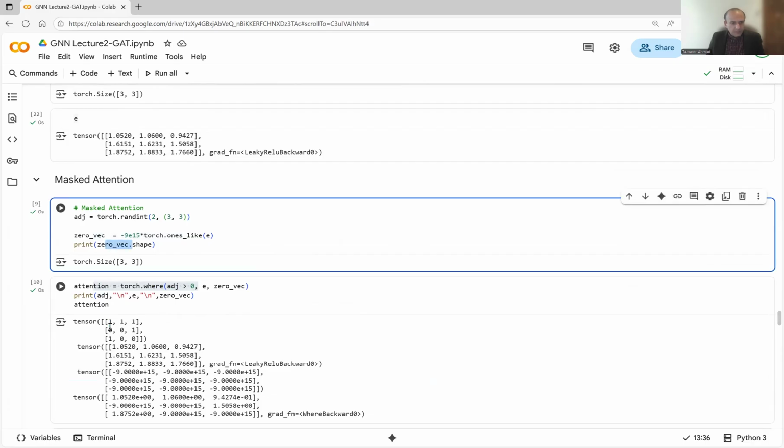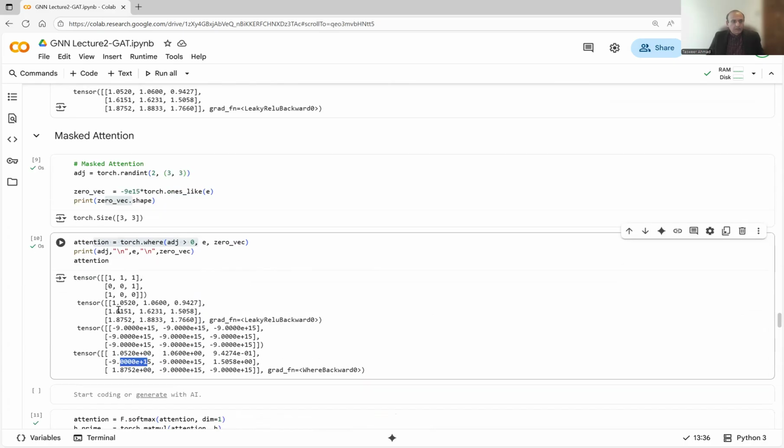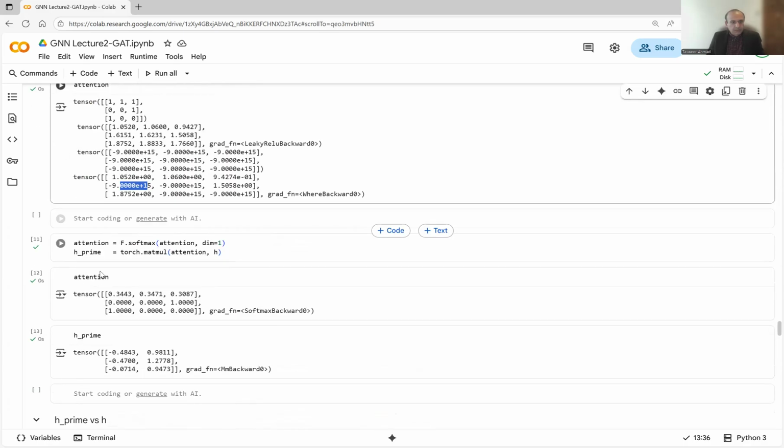So for example, this adjacency matrix has 1, so this is the value of E, and this value of E will be copied over here. And for this adjacency matrix, this is the corresponding E value, but we will not use this. We will get a value from the zero vector, so minus 9 raised to the power 15 is copied over here. So this is the attention mask that is being used.